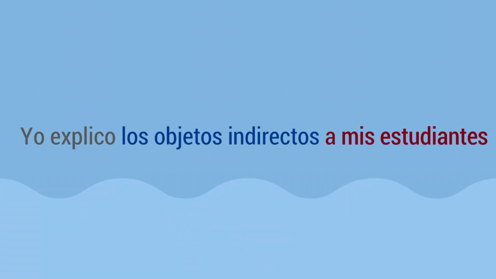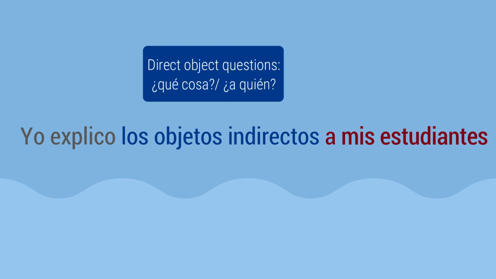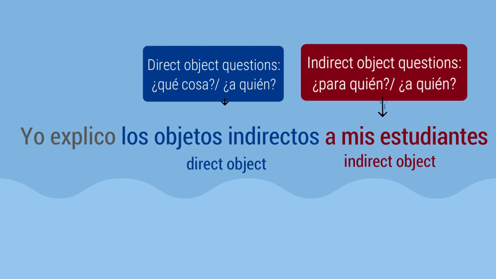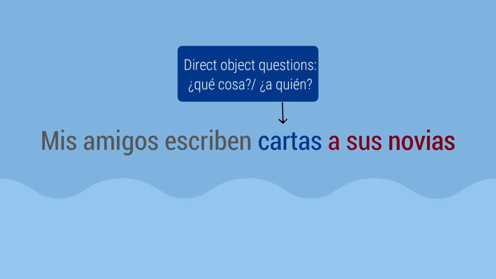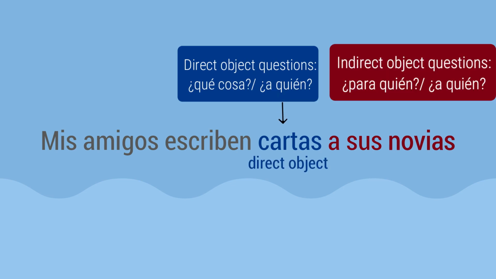Yo explico los objetos directos a los estudiantes. Yo explico ¿qué cosa? Los objetos directos. ¿A quiénes? A los estudiantes, objeto indirecto. Mis amigos escriben cartas a sus novias. Mis amigos escriben ¿qué cosa? Cartas. ¿A quiénes? A sus novias.